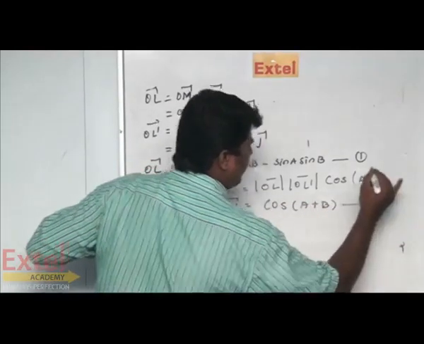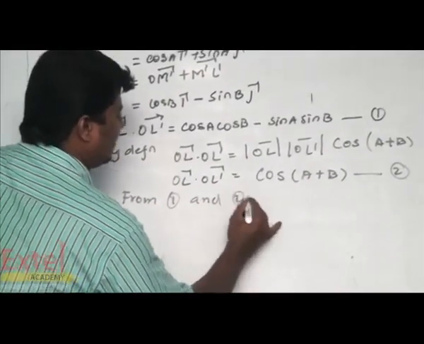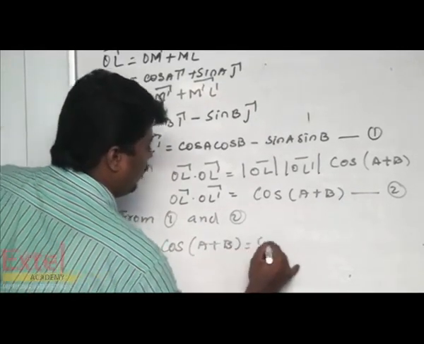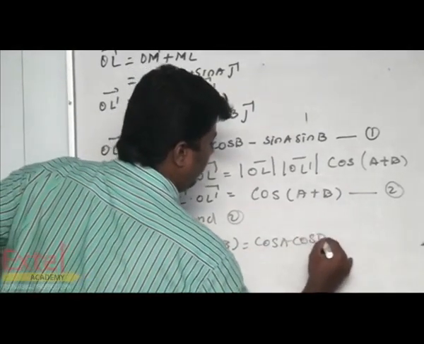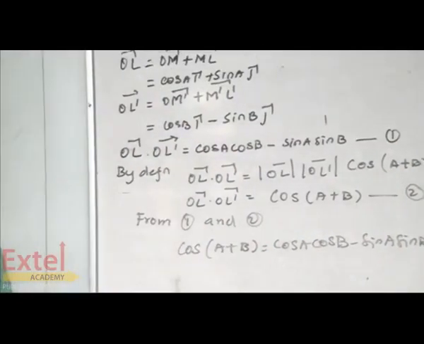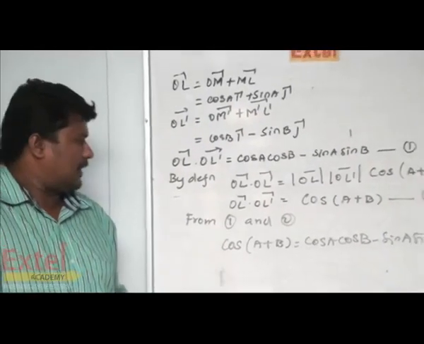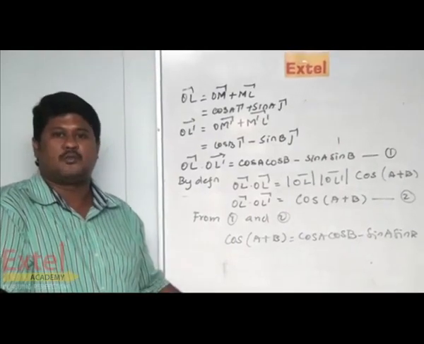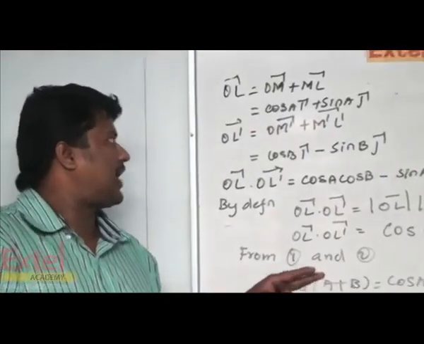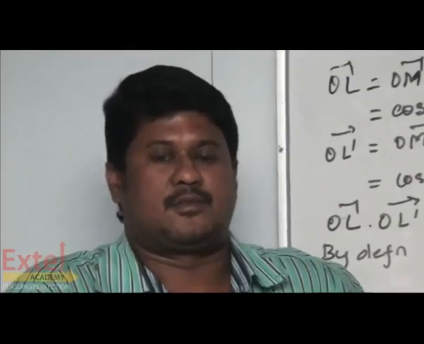Now compare equations 1 and 2. From 1 and 2, we can say that cos A plus B is equal to cos A cos B minus sin A sin B. Are you clear? So this is all about this first problem: you have to prove by the vector method that cos A plus B is equal to cos A cos B minus sin A sin B.